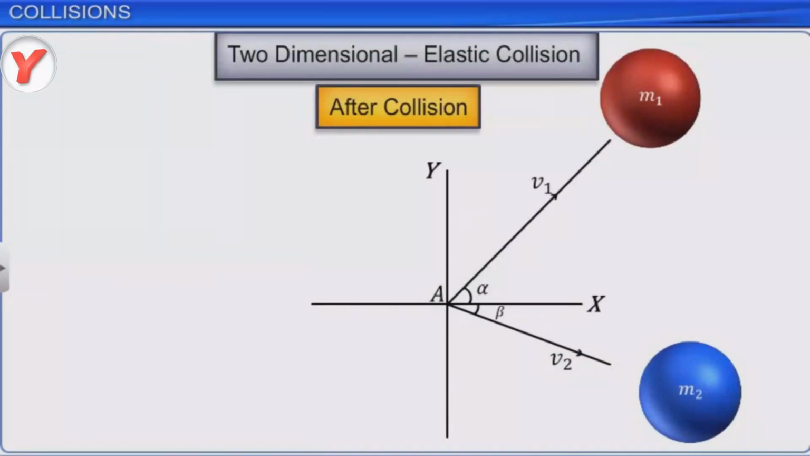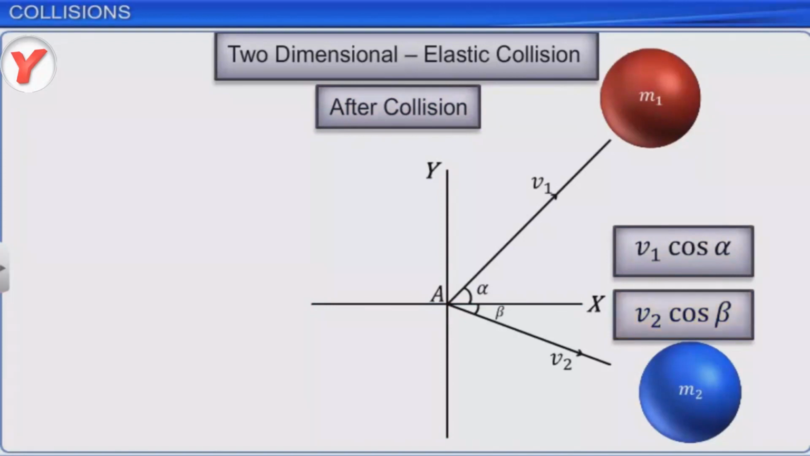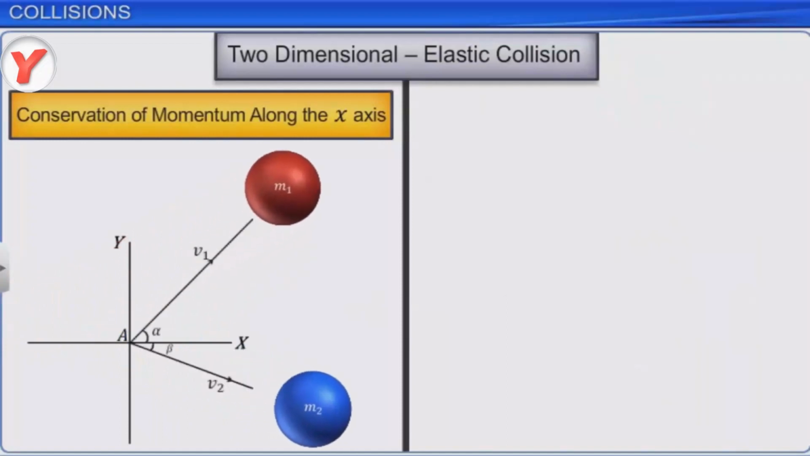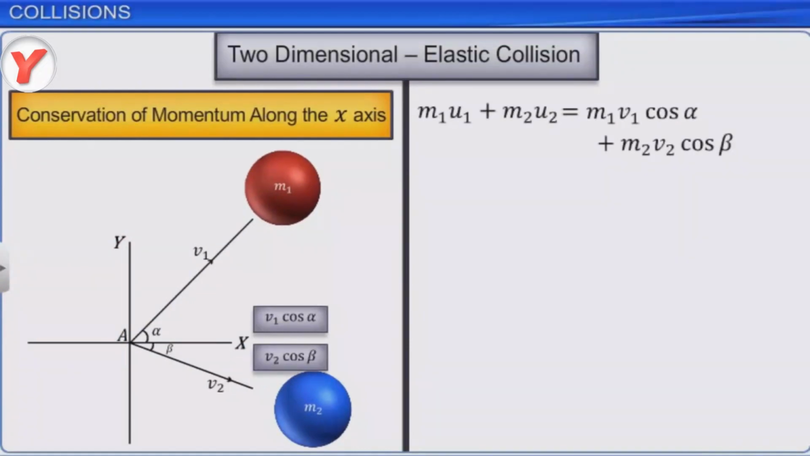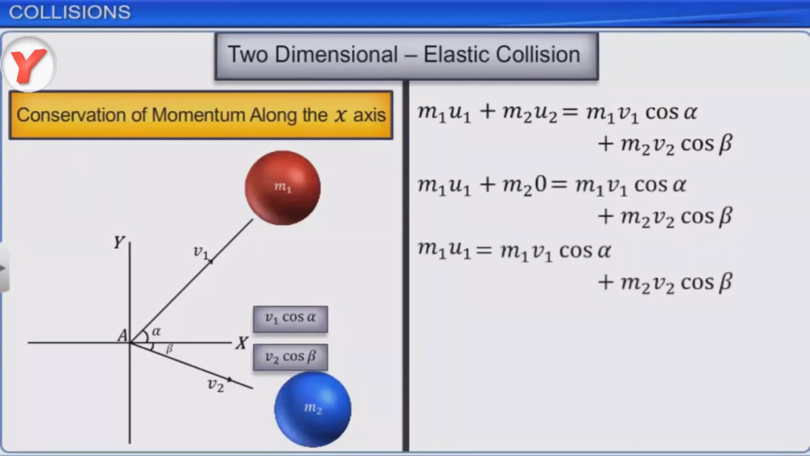The law of conservation of momentum must be applied both along the x-axis as well as the y-axis. v1 cos alpha and v2 cos beta are the components of v1 and v2 respectively along the x-axis. Hence, according to the law of conservation of momentum applied along the x-axis, we get m1 u1 plus m2 u2 is equal to m1 v1 cos alpha plus m2 v2 cos beta. And on simplifying, we get m1 u1 is equal to m1 v1 cos alpha plus m2 v2 cos beta. Let this be equation 9.